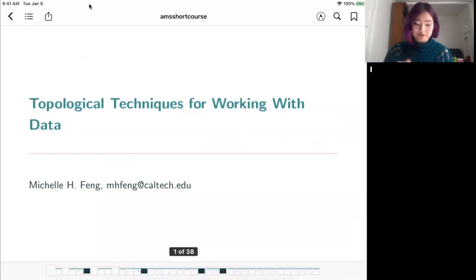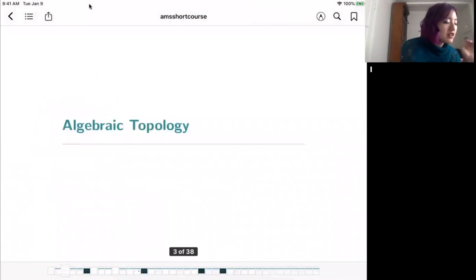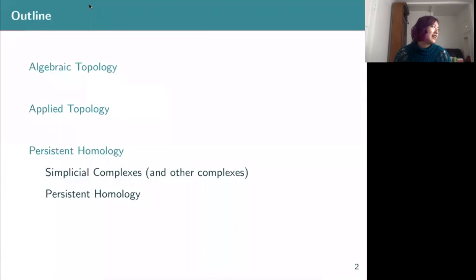I'm going to start with an overview of algebraic topology and a take on the history of algebraic topology. If there are any serious algebraic topologists in the audience, please don't come for me. Then I'll talk a little bit about applied topology and what it has looked like in the past and what it looks like now. Usually when I give talks on TDA, I give a survey, and the point is to convince you that there are a lot of interesting applications and that this is something you can use. But today, because this is a course, I'm going to be glossing over it a little bit.